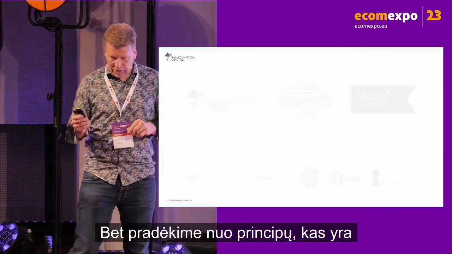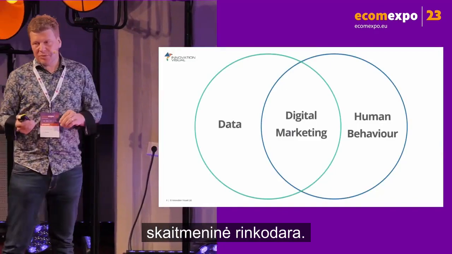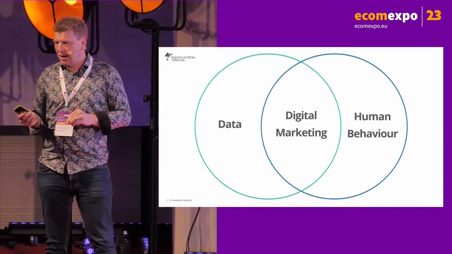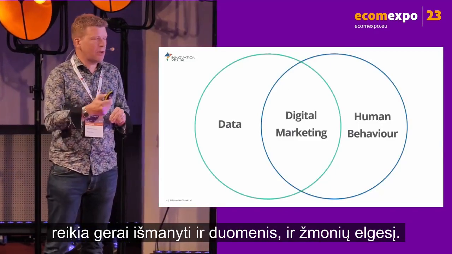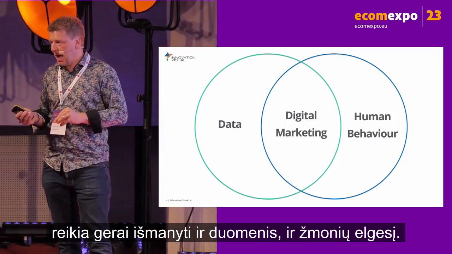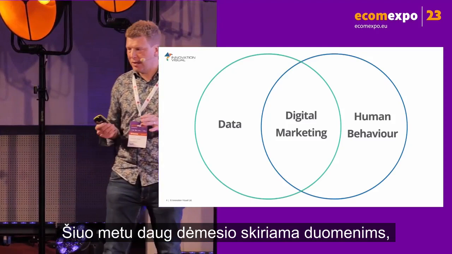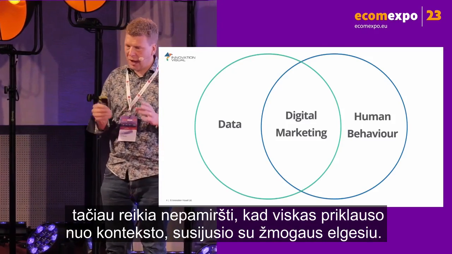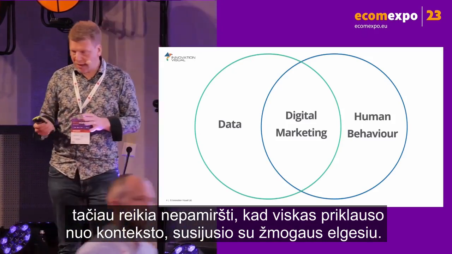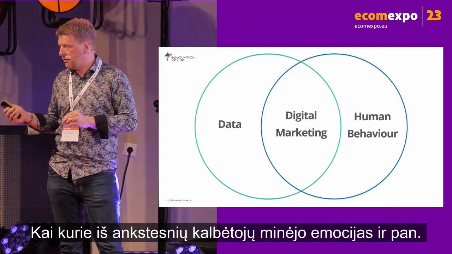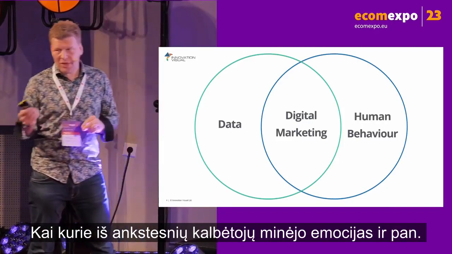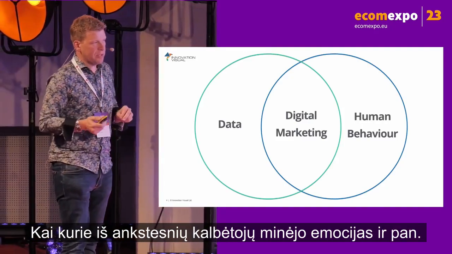But let's crack on. And let's start with the principles of what digital marketing is. To be good at digital marketing, you've got to be good at both data and human behavior. There's lots and lots of attention at the moment on the data side, but you have to remember it's all about the context in terms of human behavior. And some of the previous speakers have touched on this, emotions, etc.